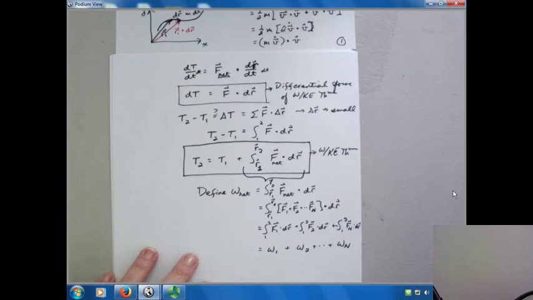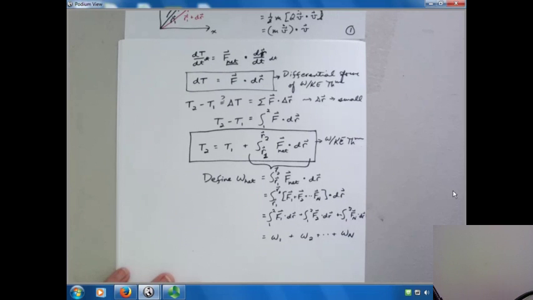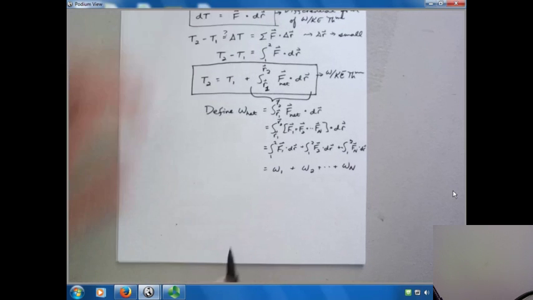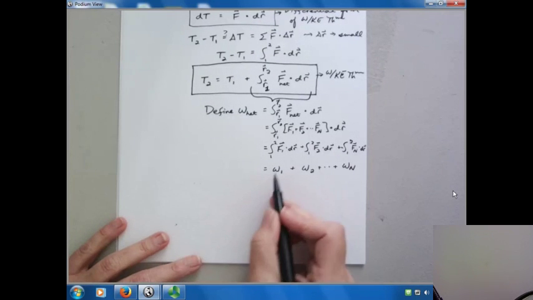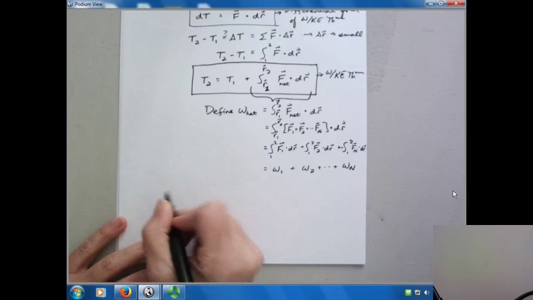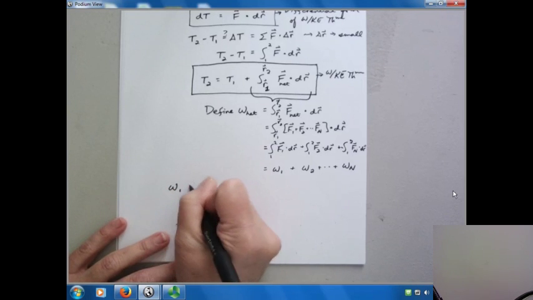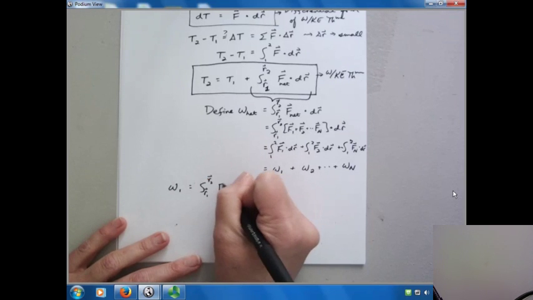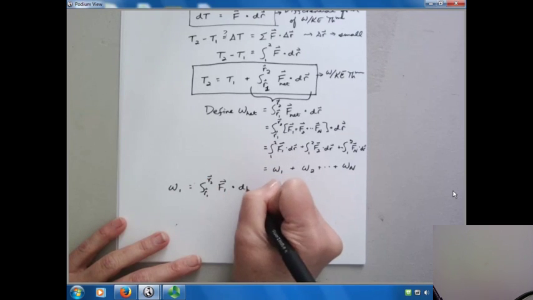All right, so the next thing that I want to point out, again, clearly this is our first, in this class, our first line integral. So we should talk a little bit about line integrals. So in this expression, I'll just take maybe one of these terms here. I have work done by the first force is equal to the integral from R1 to R2 of F1 dot dr. Okay.